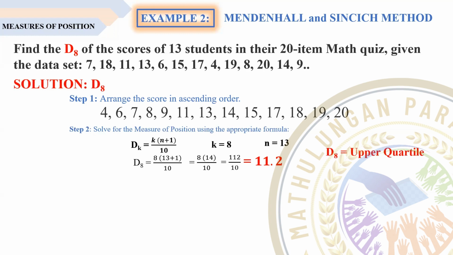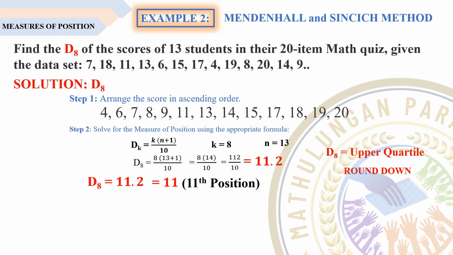Now, the 8th decile is located in the upper quartile. So, since nasa upper quartile siya, ibig sabihin, we are going to round down the computed value. Round down. Okay. So, ang computed value natin ay 11.2 dahil nasa upper quartile ang 8th decile. So, i-round down natin. So, 11.2 ay magiging 11. Ibig sabihin yan, nasa 11 position yung ating 8th decile.